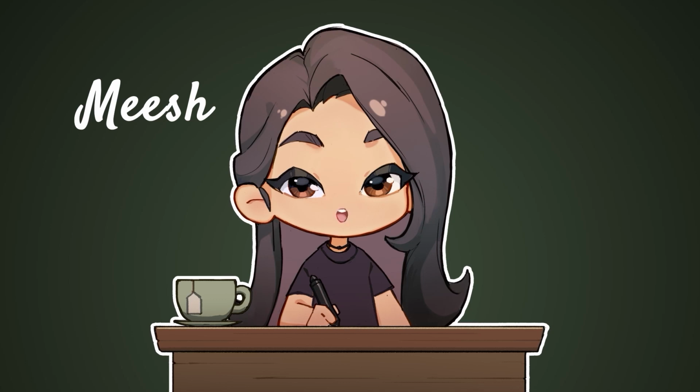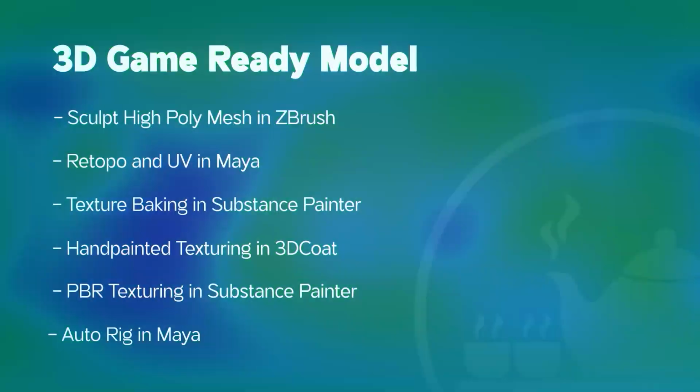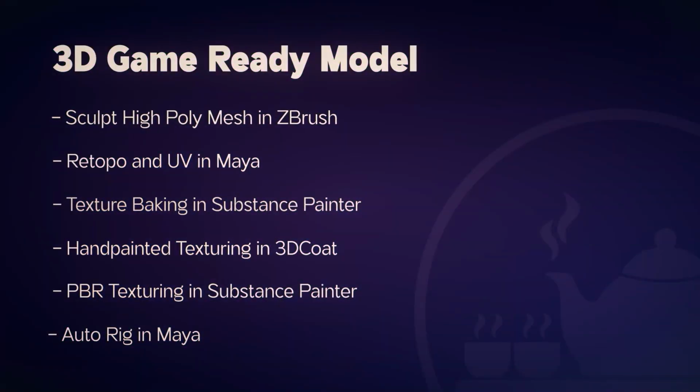The 3D segment of this course, where we'll take Ilsa's godly tea brewer concept here and turn it into a functioning 3D game character. So the steps we'll go through will be to first sculpt out our tea brewer as a high poly mesh in ZBrush. Then we'll take her to Maya where we'll retopologize and UV her.